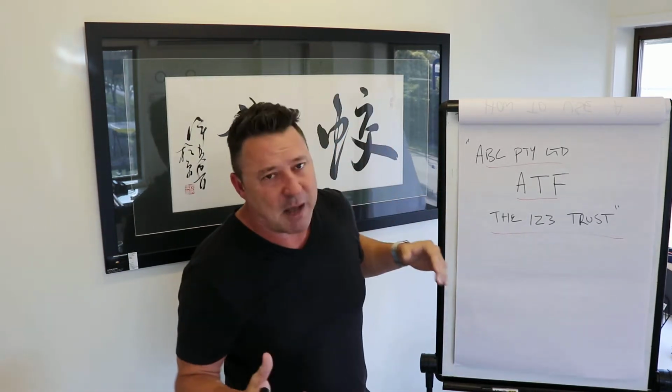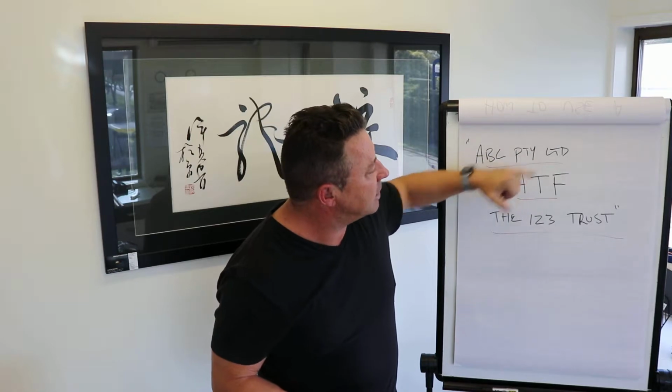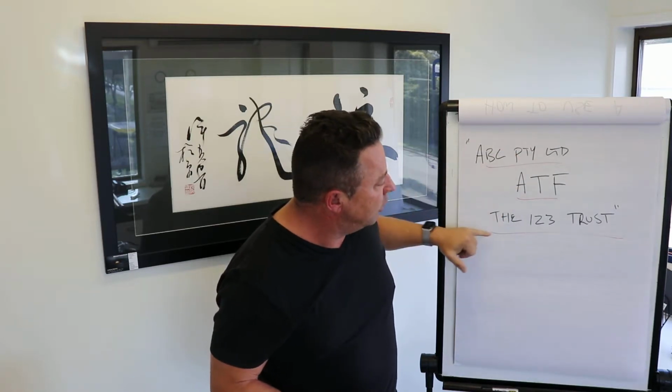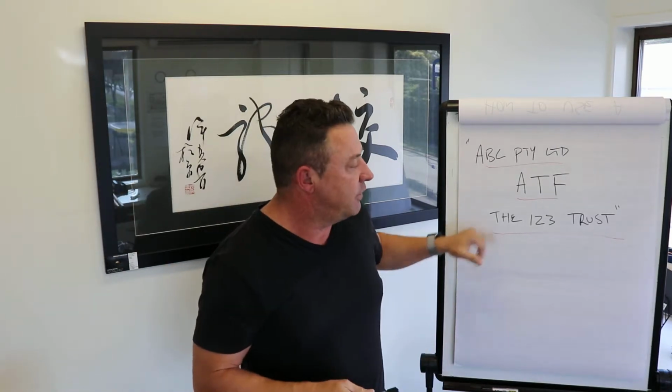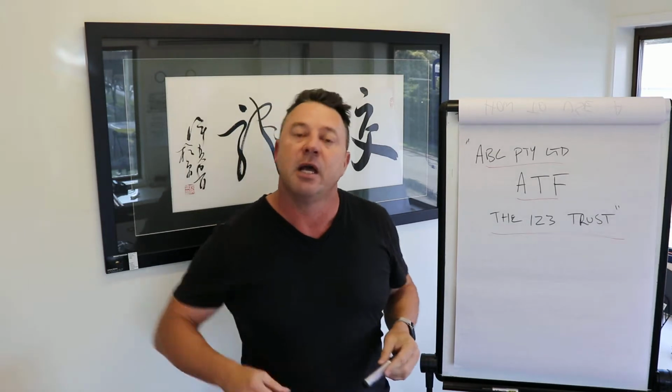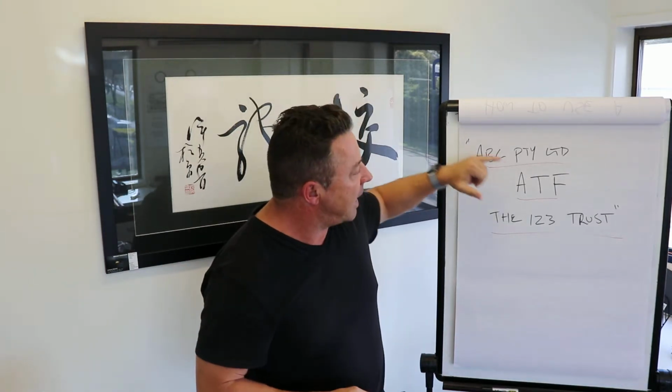If anything goes wrong in your life and a solicitor tries to find all the stuff that you own in your name, they might look for company names also. So it's a very smart play to go ABC Pty Ltd as trustee for the 123 trust. Now that signs the contract. You sign the contract as director of the 123 trust in the company, and then you go get a bank account in ABC as trustee for the 123 trust.